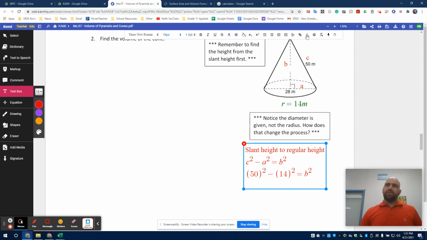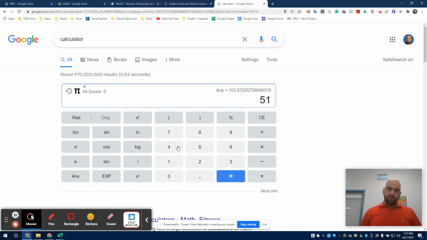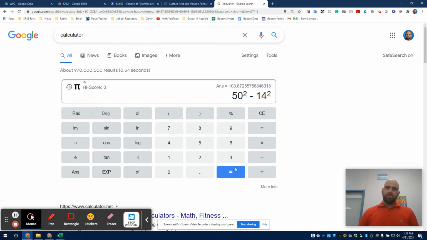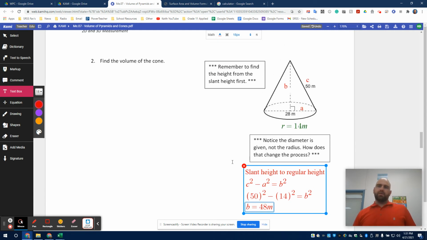And I'm going to do this fairly quickly here. B is equal to, let's do the calculator. So we got 50 squared minus 14 squared, is equal to that. We take the square root of that number, of our answer, and it is 48. So that tells us that b is 48 meters, or our height is 48 meters. Okay, so this is how we solve for our regular height. We go backwards from the slant height.